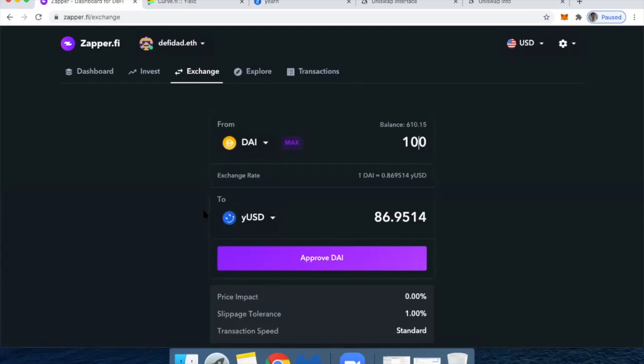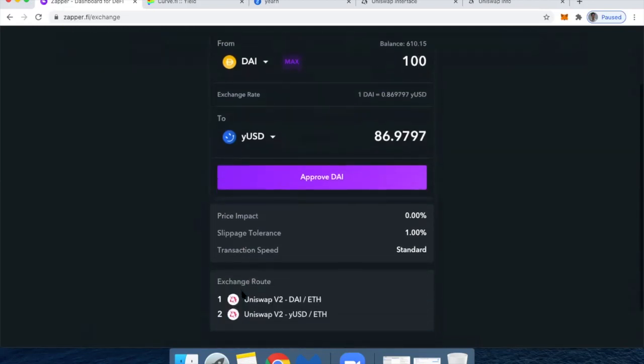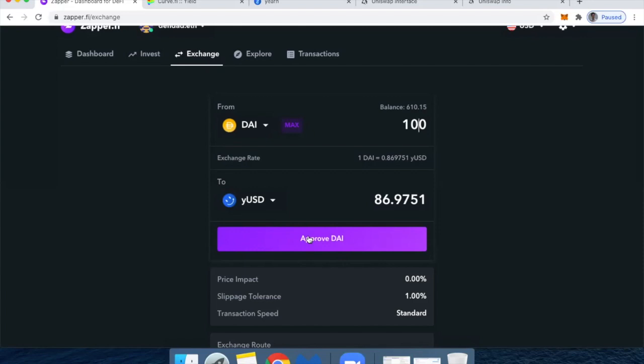And what this is doing is we're sourcing from Uniswap. So in this example, I'm putting in DAI. It goes from DAI to ETH, and then from ETH to yUSD. The first thing I'm going to do is approve spending my DAI. So we'll go ahead and click approve.